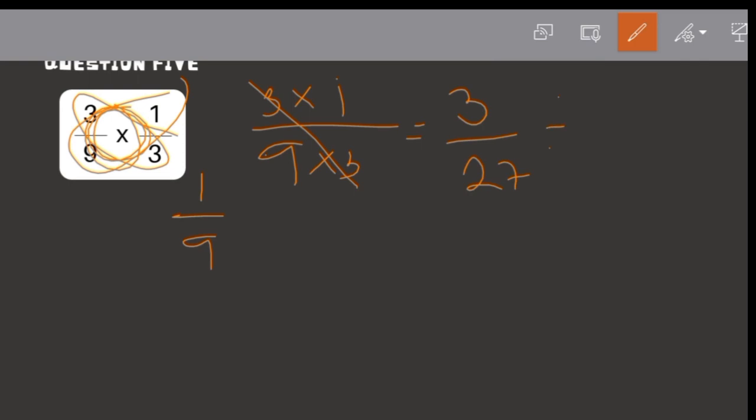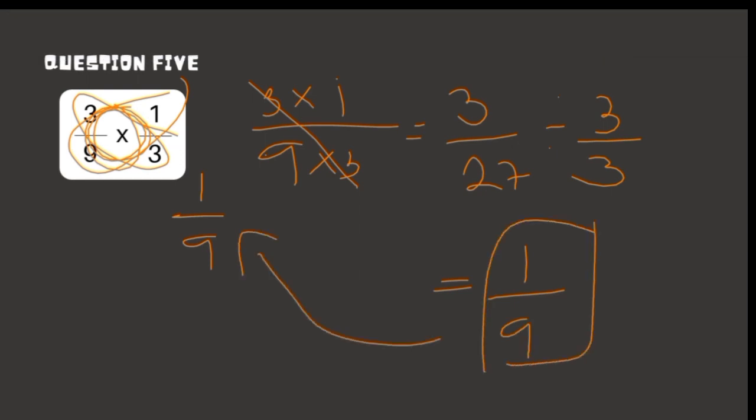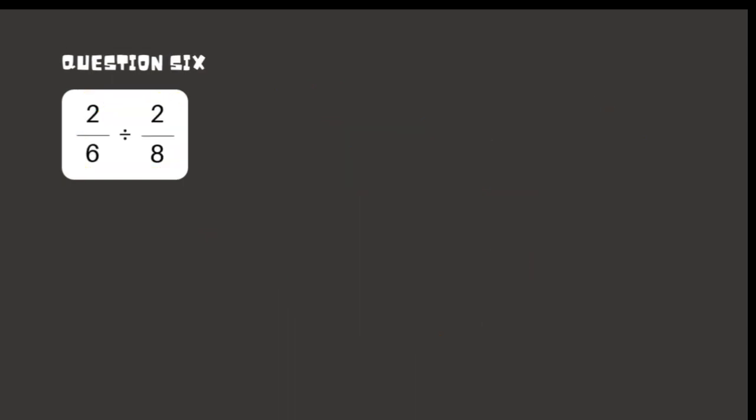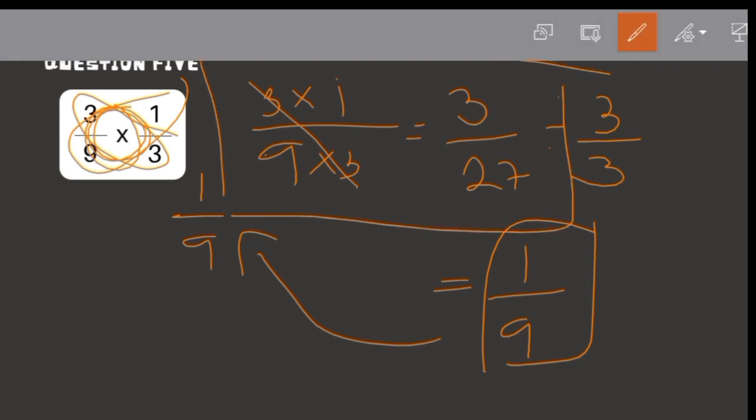Their GCF will be 3, right? So 3 divided by 3 is 1. 27 divided by 3 is 9. Right? I mean, if you didn't get it, you can just do this one, since it is more comprehensible and easier to understand.